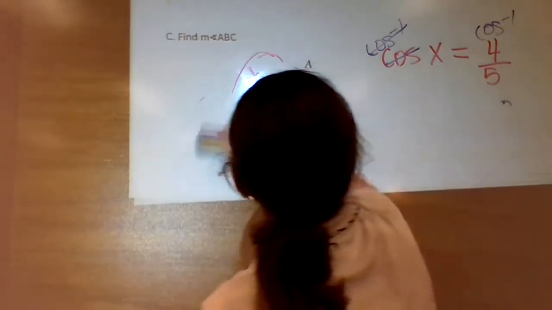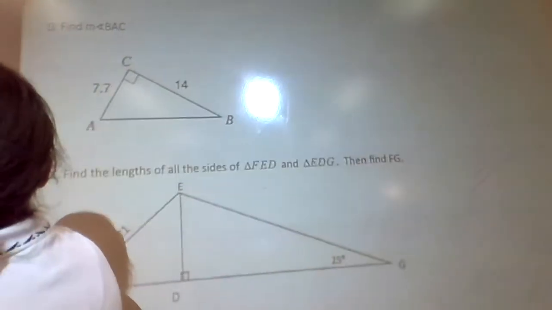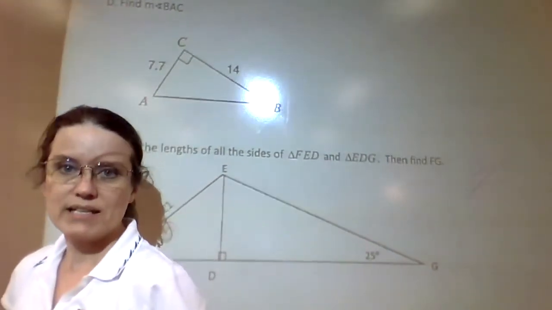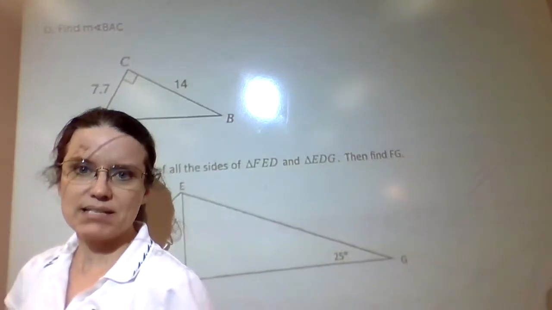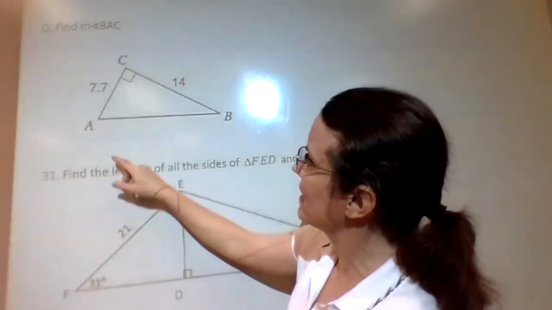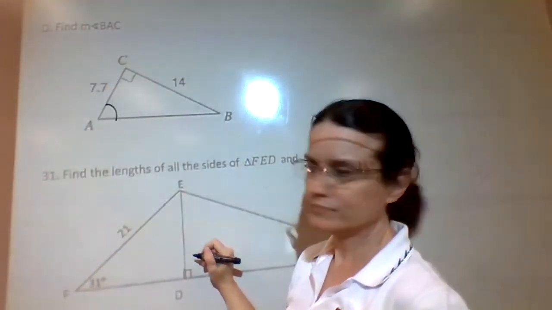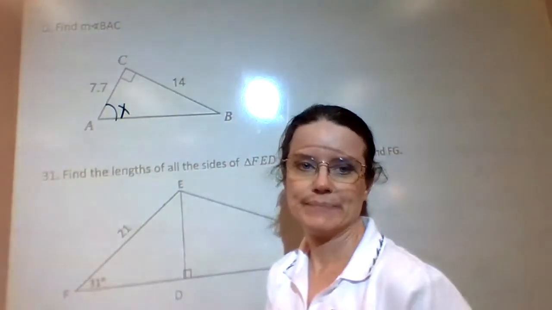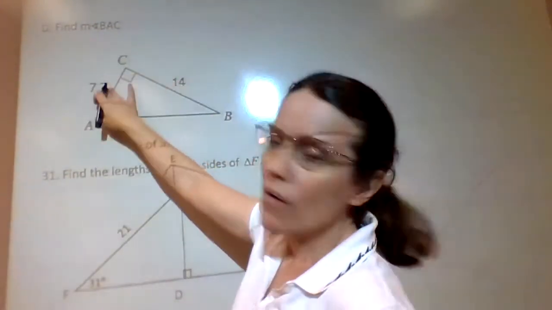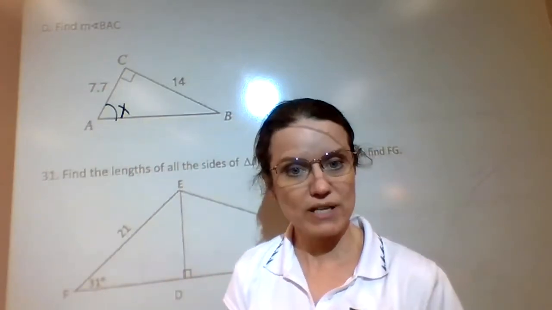All right, clear it off. And now we get to turn the page. All right, so for part D, I need to find the measure of angle ABC in here. So it's going to be the same kind of thing. I need to locate my angle, so angle BAC is this guy right here. We'll call him X. And so once again, I know I have two sides in a right triangle, so I'm going to immediately think about my trig functions.